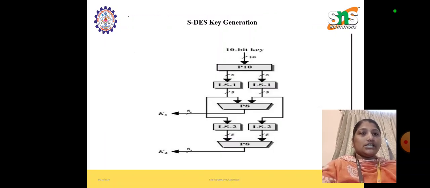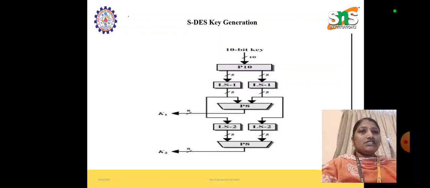So here is the key generation process. Key generation starts with a 10-bit key. We apply a permutation called P10, which rearranges the 10 bits according to a fixed pattern. Next we split the permuted key into 2 halves, each with 5 bits. Then a left shift is applied on both halves. Apply another permutation called P8 in order to select 8 bits from the shifted halves. This gives the first subkey K1. Perform another left shift on both halves, left shift 2, and apply the P8 permutation again. This gives the second subkey K2.